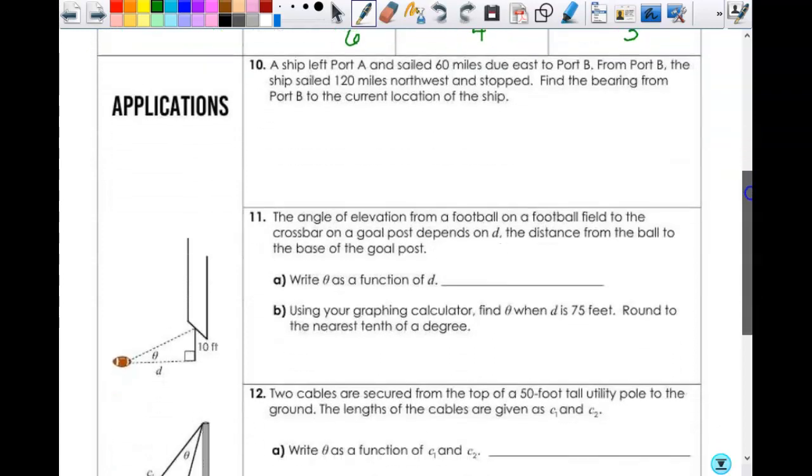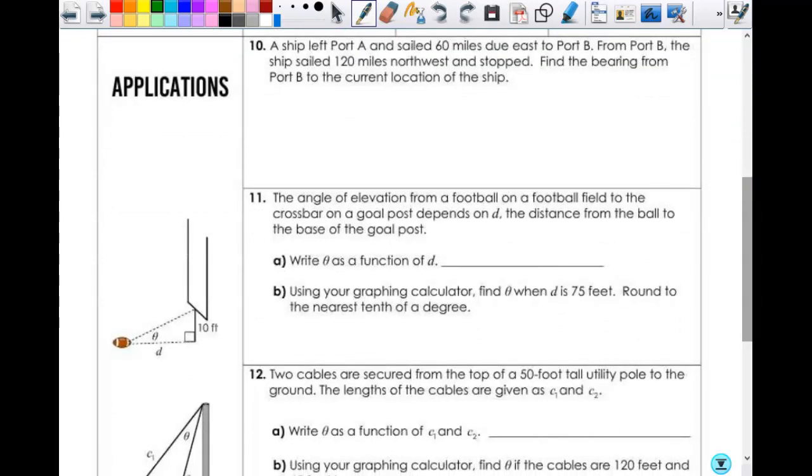A ship left port A and sailed 60 miles due east to port B. From port B, the ship sailed 120 miles northwest and stopped directly north of port A. I left off a part again, it should say directly north of port A. Otherwise, this doesn't work out, and I can't believe I left it off again.